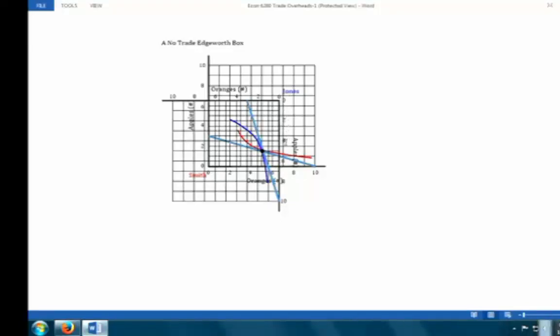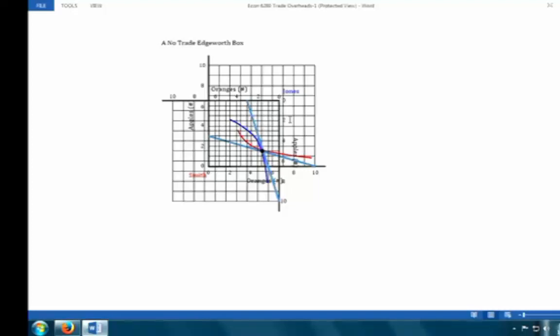Jones is bringing 5 apples to the market, and Smith is bringing 1.5 apples, giving us a vertical distance on this Edgeworth box of 6.5 apples. Now, their endowment point is not in the corner like we had done before. Now it's in the middle. But quite nicely, we can see that at that point in the middle, Jones's indifference curve, the blue line, is intersecting with Smith's indifference curve, the red line, and is clearly creating a lens.